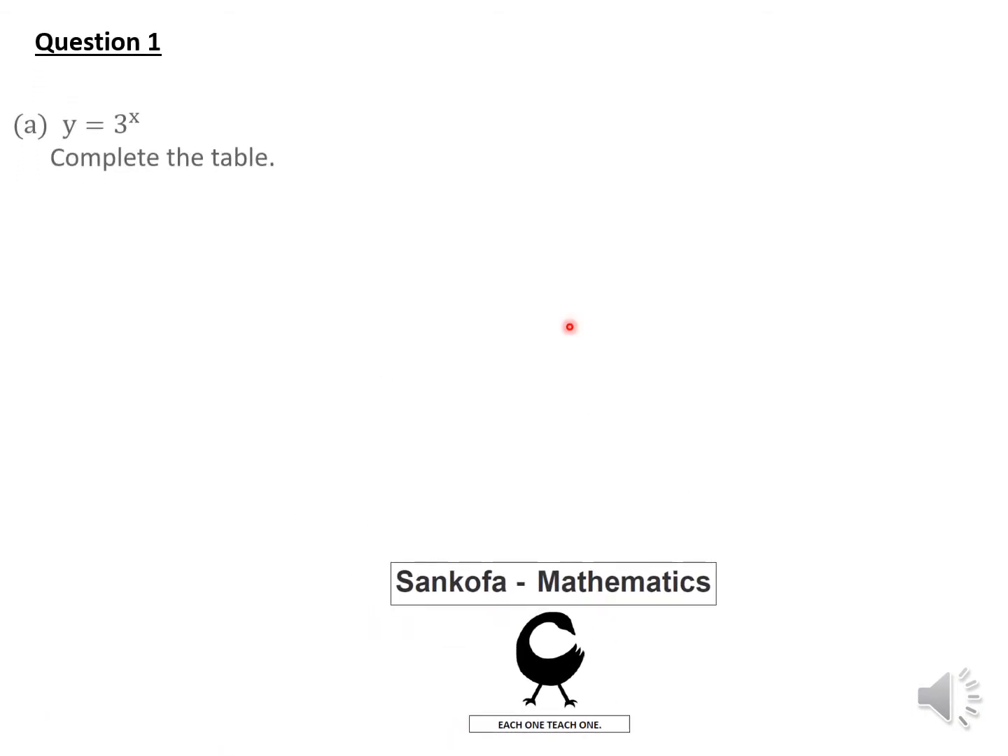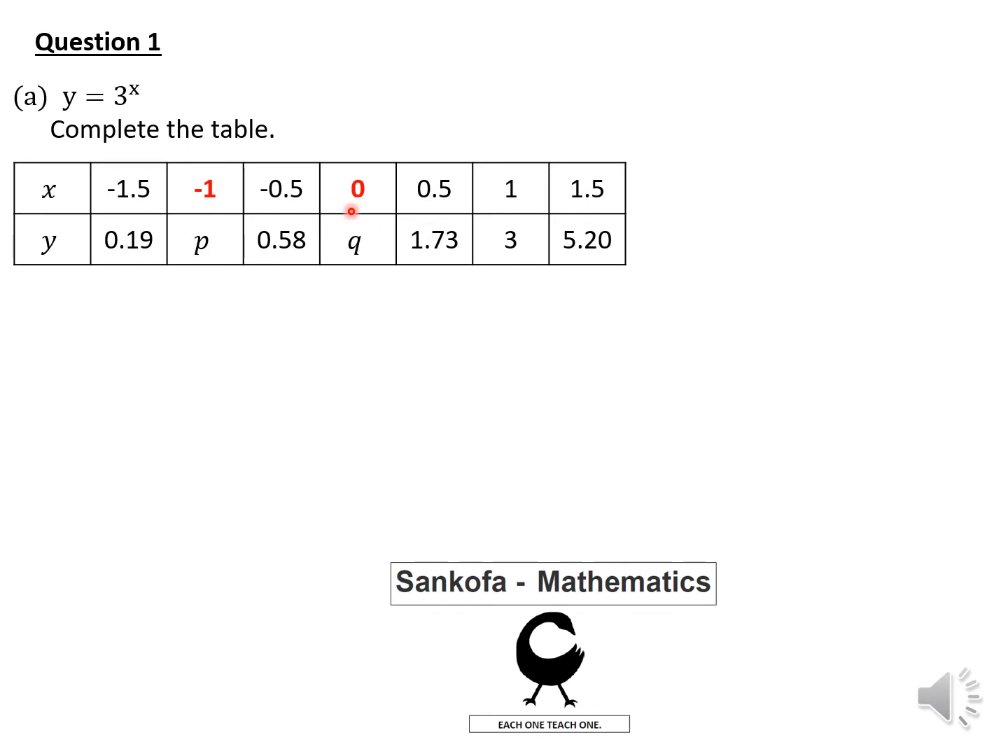The first question has the function y is equal to 3 to the power x. You are supposed to find the values of p and q. If you find p when x is negative 1, you get 0.33 recurring, but I'm writing it to two decimal places because on a graph it's going to be difficult, so we'll probably work with one decimal place when we plot. And q, when x is 0, is 1. So that completes that particular table.